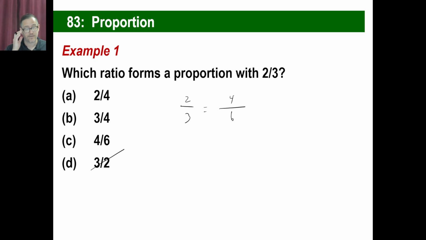Another reason why you've got to know these multiplication and division tables, addition and subtraction, really important. If you want to check it just to make sure, you can go, okay, 2 times 2 is 4, so I need to multiply the bottom by 2. 3 times 2 is 6. Oh, yeah, that works. There you go.